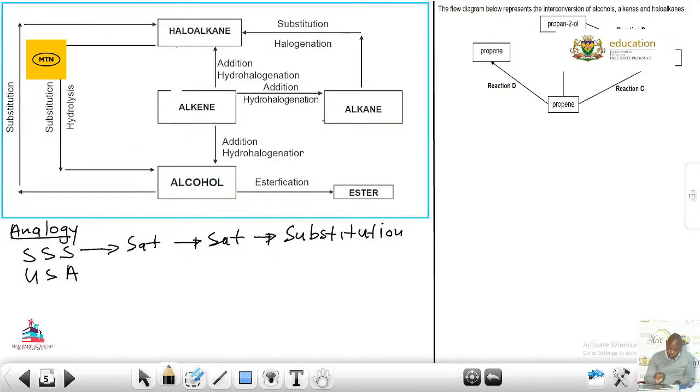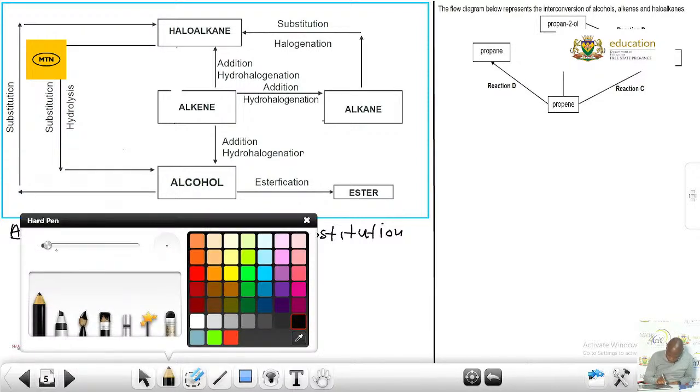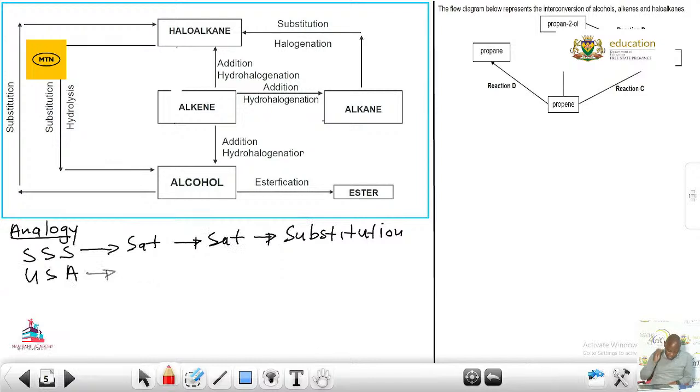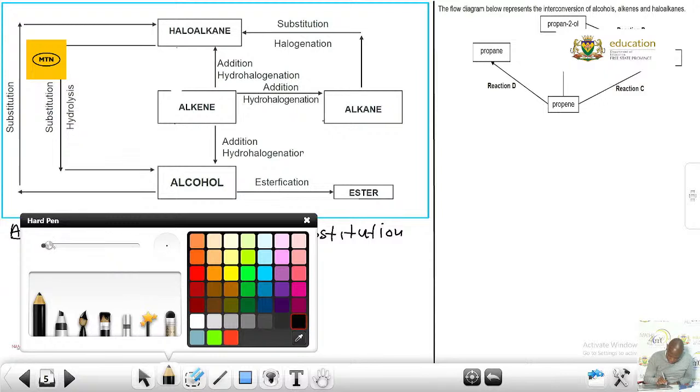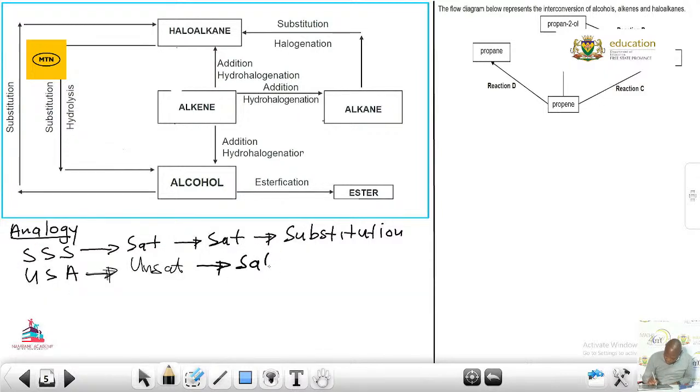So it becomes easy once that part of naming of structures is done and everything is correct. It becomes easy to know what we mean when we talk of saturated, and what I am looking for when I say unsaturated. Moving from unsaturated to saturated, that reaction should be addition. This is a nice analogy that I want us to use in order to identify the type of reactions that we have.